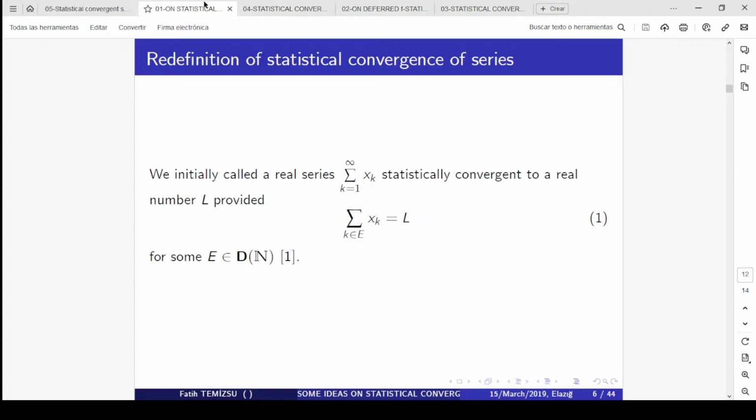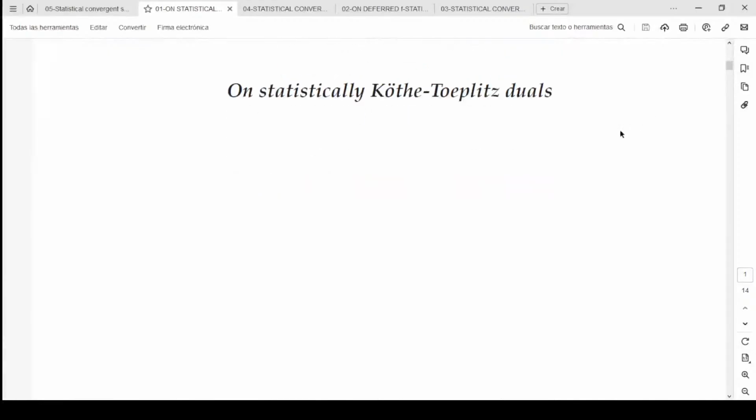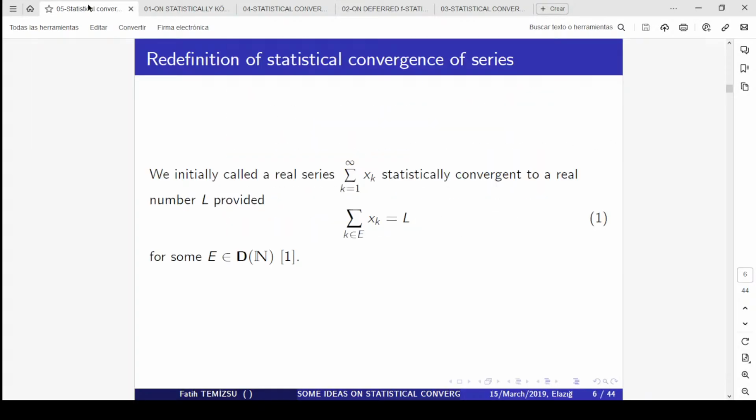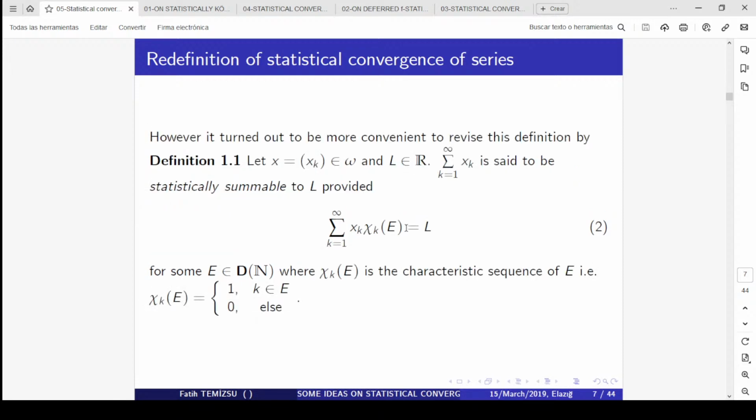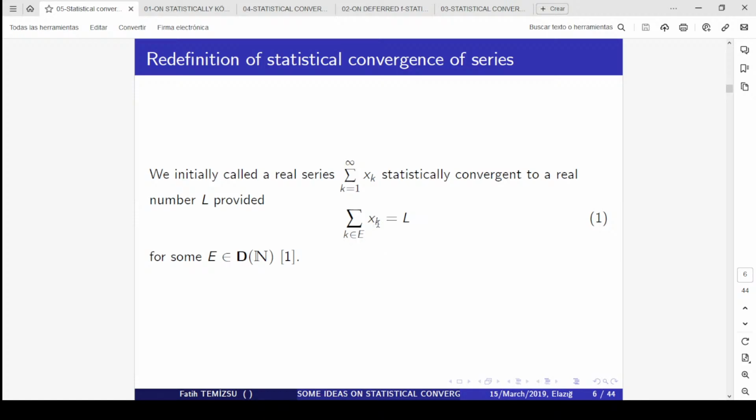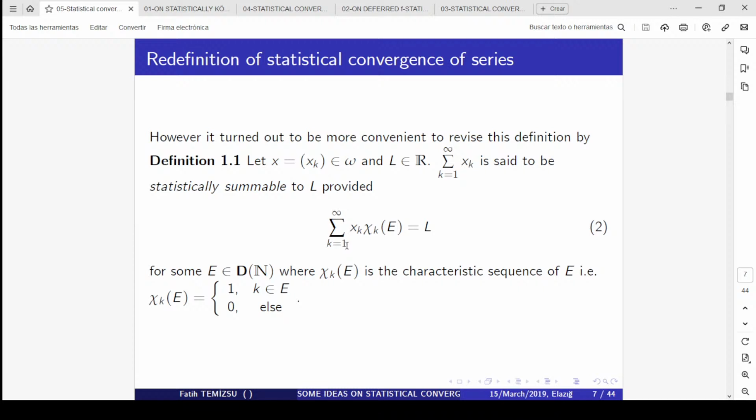In the paper that I talked about first, we initially called a real series xk statistically convergent to a real number L if this equality holds. However, we realized that if we revise this definition by the following, it would be much more convenient to study. As you can see here, we say that xk is summable to L on a subset of natural numbers having density 1. But here we revise it in that way.